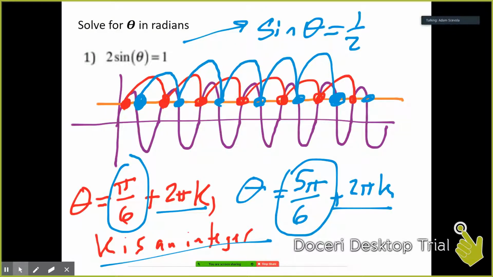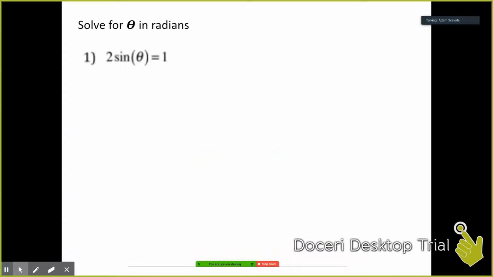All right. So those are our two answers on the bottom. Theta equals pi over 6 plus 2 pi k. Theta equals 5 pi over 6 plus 2 pi k, where k is an integer. All right. So that was a lot of talking to set up these next ones.